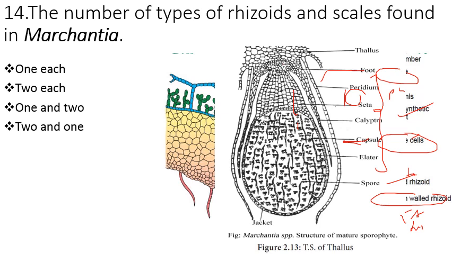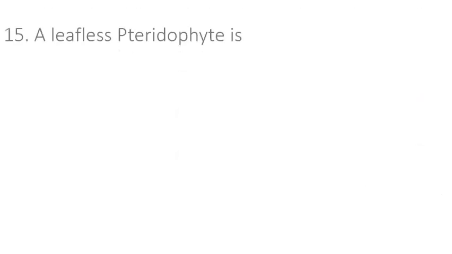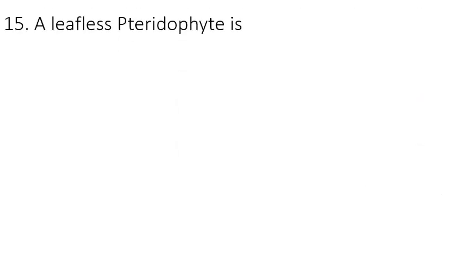Then comes the sporophyte of Marchantia. The sporophyte of Marchantia consists of foot, seta and capsule. And the capsule bears spores, and in addition to spores it bears the structures which are known as elaters.